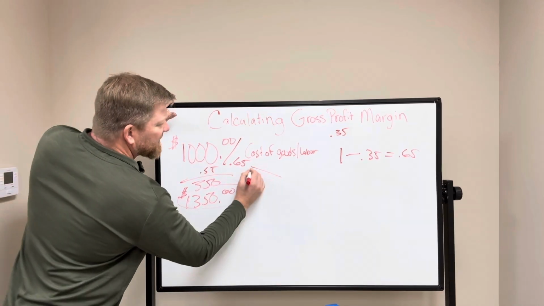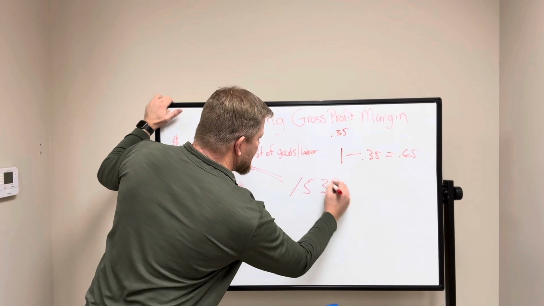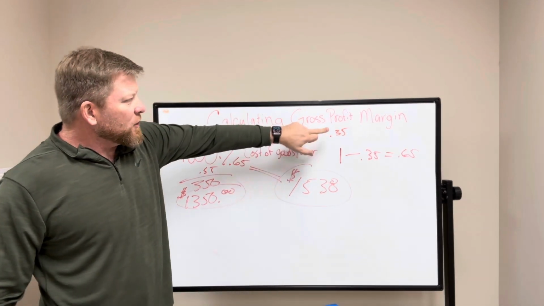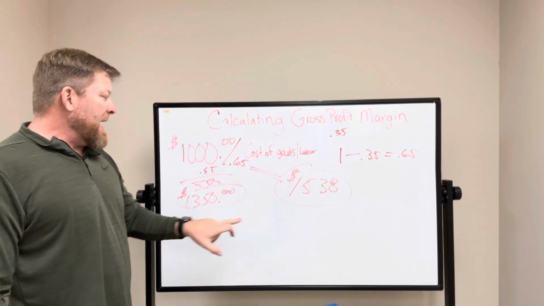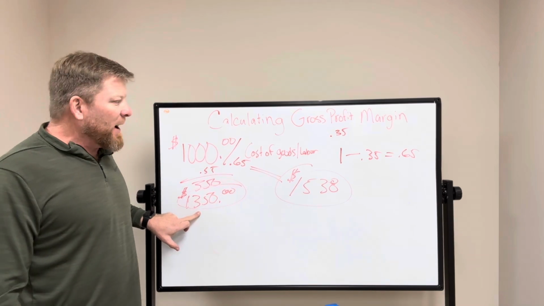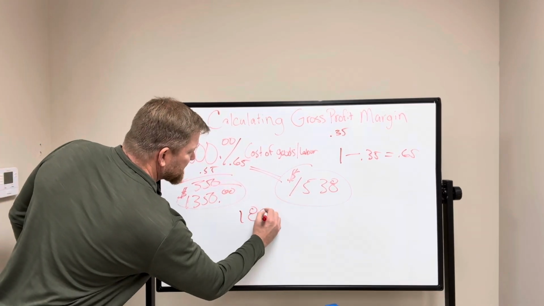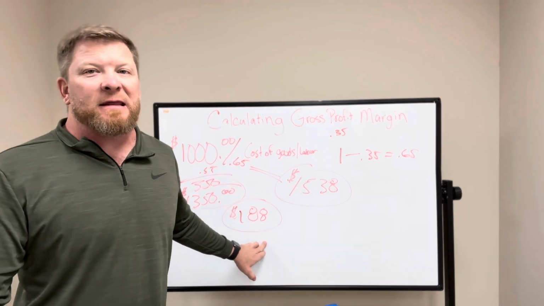And this now gives us $1,538. For a 35% gross profit margin, that is the price that you need to be selling at. I'm seeing people selling at the other price and wondering why they don't have any money. Well, it's because they're missing out on the difference between those, which is $188. So it's a very misunderstood pricing method that's not working.